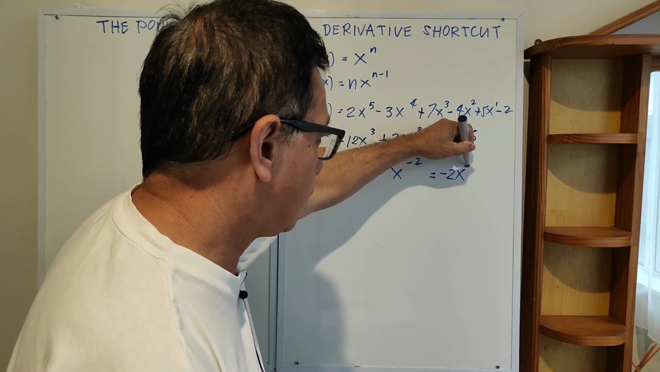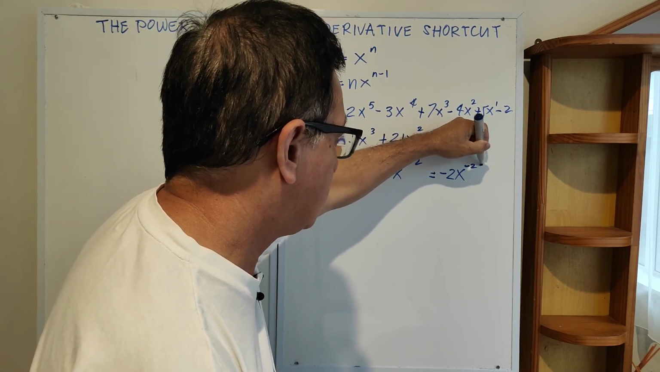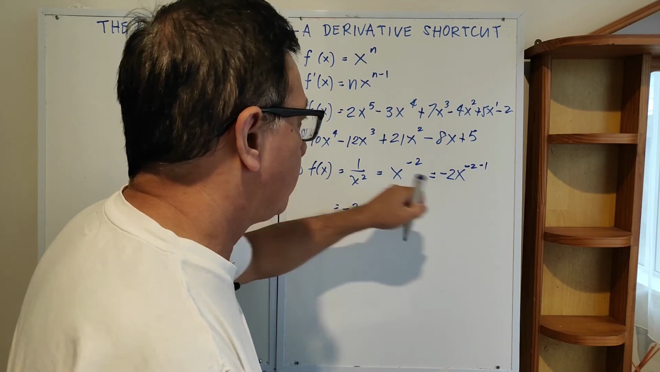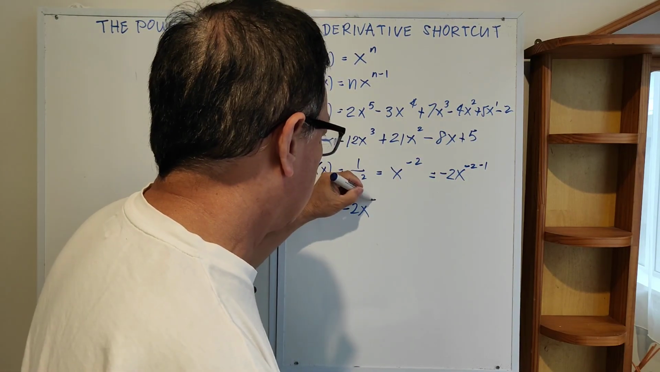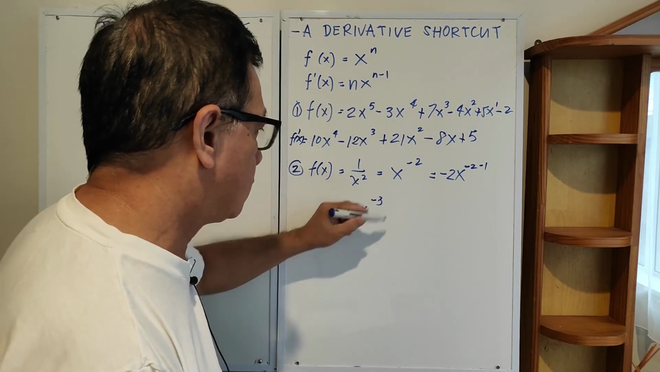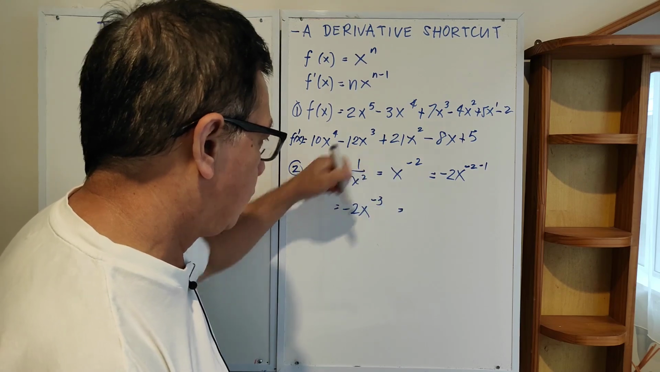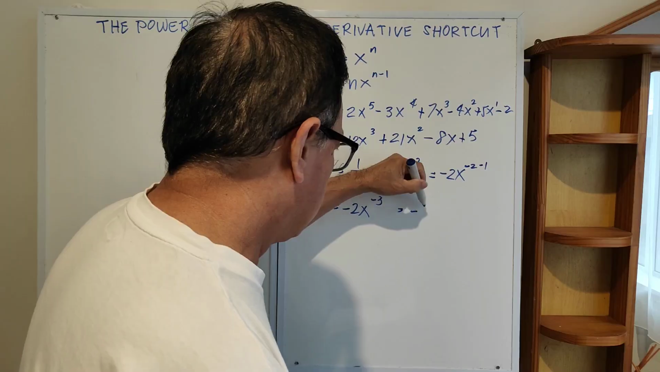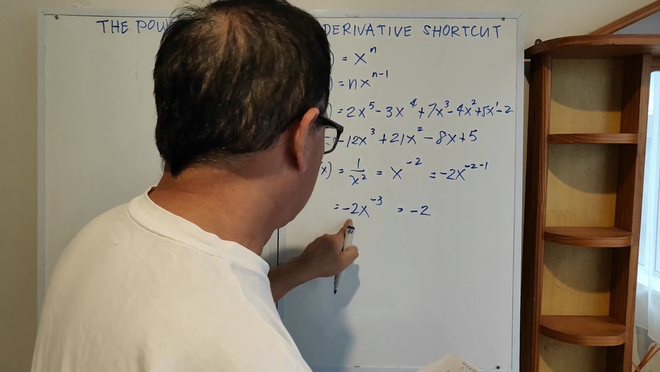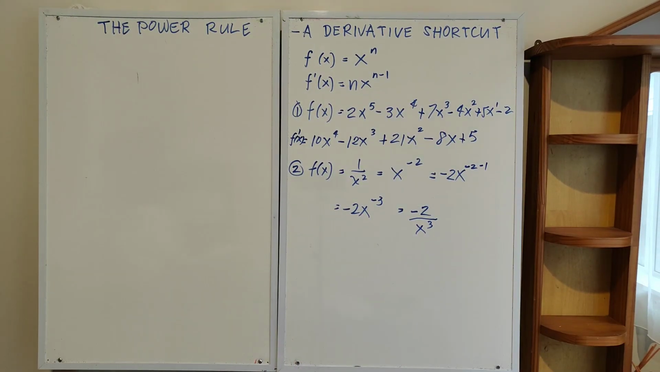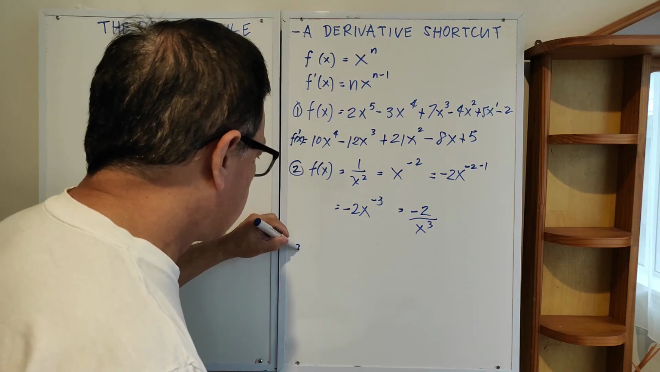So minus 2, negative 2 minus 1. Actually it will become negative 2 minus 1 is negative 3. So you can leave your answer as it is, like this, or you can bring down the x to the denominator again, so that it becomes negative 2 over x cubed. So that's example 2.